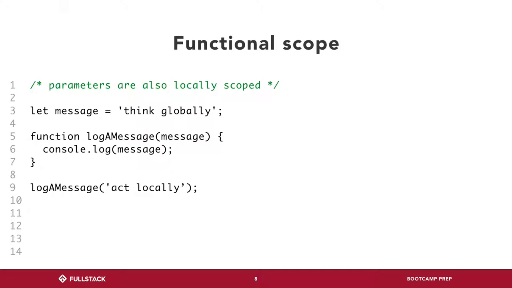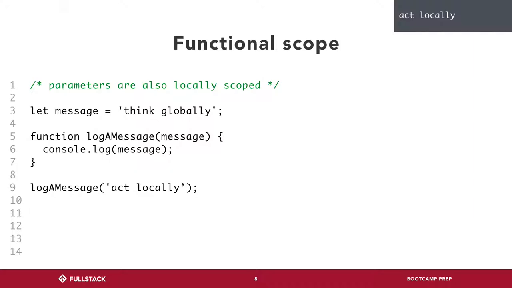Sorry, I'm an engineer, so I think mathematically. It's like message would be x. So when you call the function log a message again, it's saying let x be equal to act locally, and run it through the function. So if you console log message, you still get think globally.